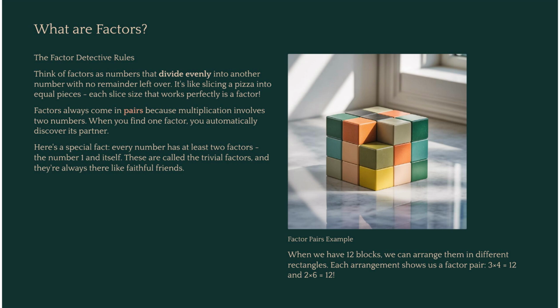Let's start with factors. Factors are numbers that divide evenly into another number with zero remainder. Think of them as the ingredients for a recipe. Factors always come in pairs. For instance, the factors of 10 are 1 and 10, and 2 and 5. Every whole number greater than 1 has at least two factors, the number 1 and itself.